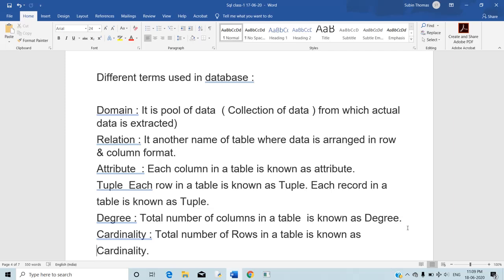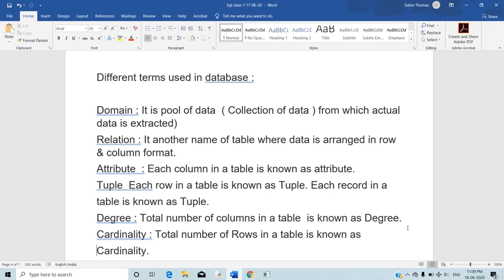And the next term is degree. Degree is the total number of columns in a table. How many columns are there in a table, that total number of columns is known as degree. And cardinality means the total number of rows in a table. Or you can say it is the total number of records in a table. That is known as the cardinality.